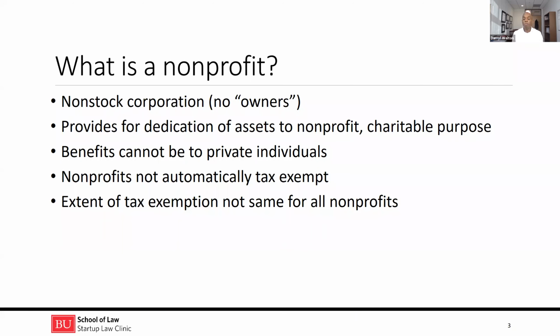And then the next 2 points move out of our thinking of nonprofits as entities and into our thinking of nonprofits in terms of their tax status. So most nonprofits are not automatically tax exempt. There are a few, like churches, that automatically have tax exempt status, but most nonprofits have to apply for tax exempt status at both the state and federal level. And then the extent of tax exemption is not the same for all nonprofits, and we'll get into that with the next slide. Sam, do you want to hit us with the next slide?